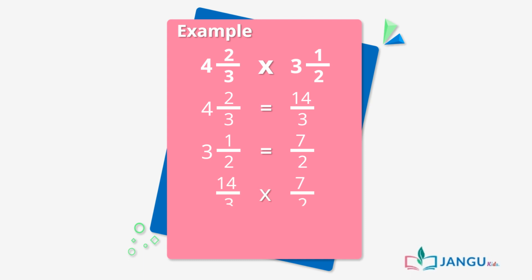Now, we can easily multiply the numerators together followed by the denominators together. 14 times 7 is 98, while 3 times 2 is 6. Therefore, we have 98 over 6, which is equivalent to 49 over 3 in its lowest form.